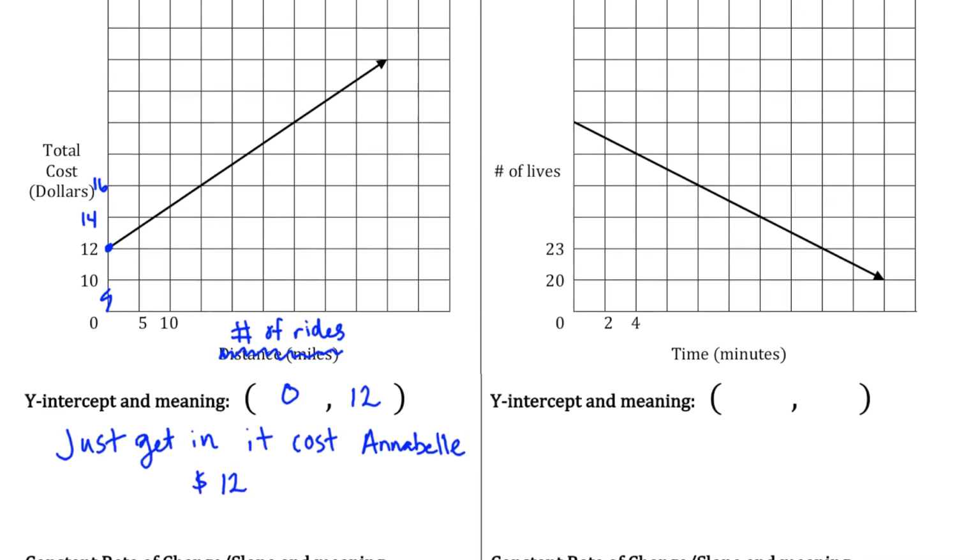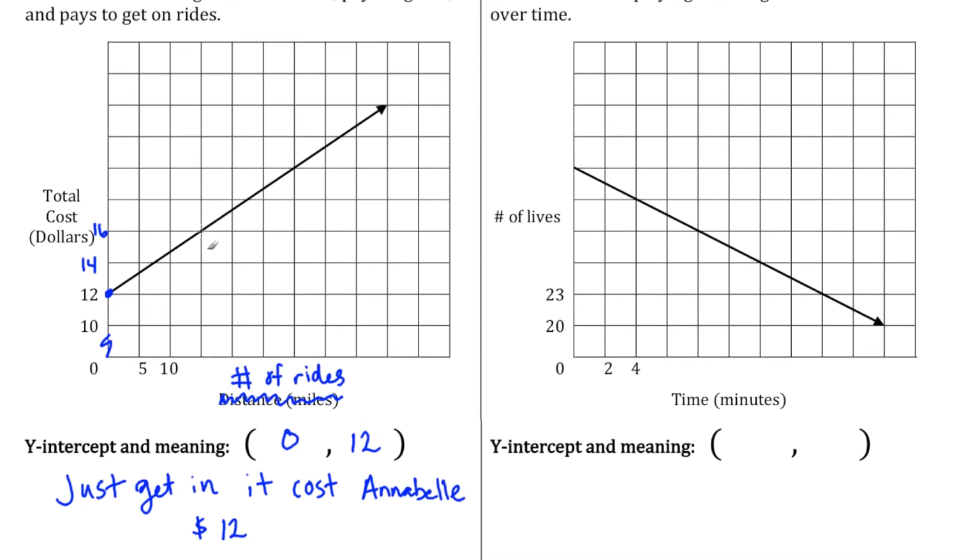And constant rate of change, slope. Okay, so let's find some nice points. Right here. Now it looks like we would go up 2, right 3. But that's wrong. I'm going up 2 spaces, I'm going right 3 spaces, but it's not up 2 in value. Remember, these are counting by 2s. 12, 14, 16. So this is actually up 4.